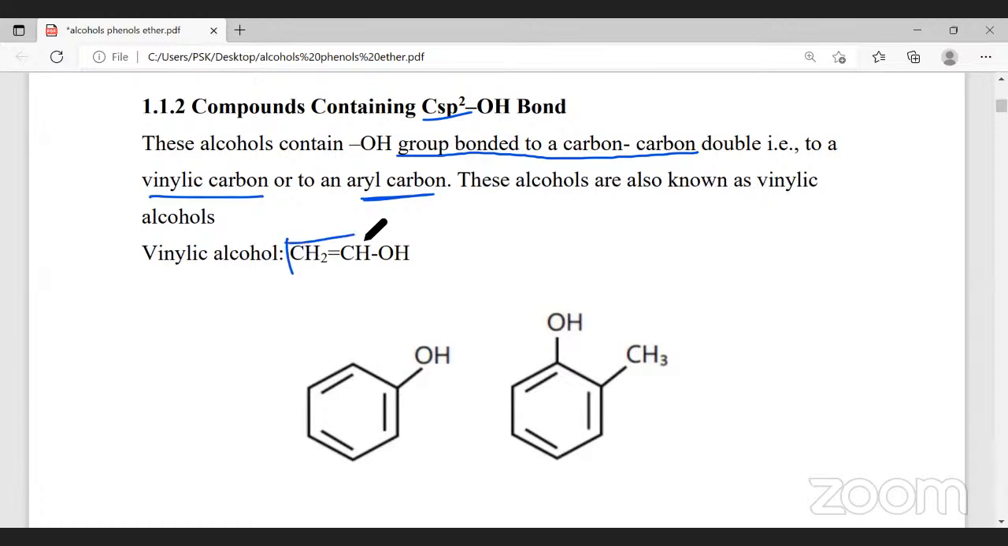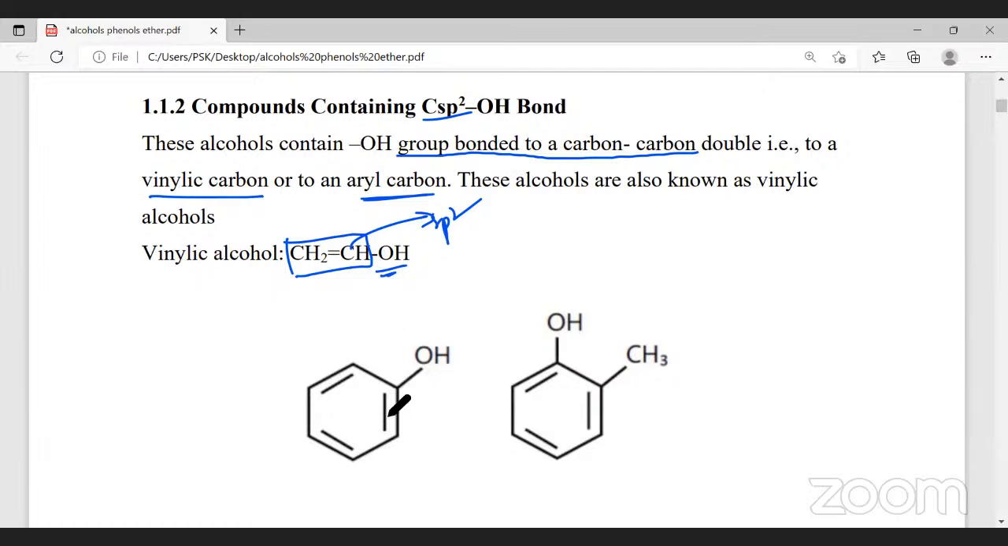So this is a vinyl group. CH2 double bond CH is a vinyl group. And a vinyl group containing an OH group is called a vinylic alcohol. This is an sp2 hybridized carbon atom. Why is this an sp2 hybridized carbon atom? Because the carbon atom contains a double bond. Since the carbon atom contains a double bond, it will be called an sp2 hybridized carbon atom.